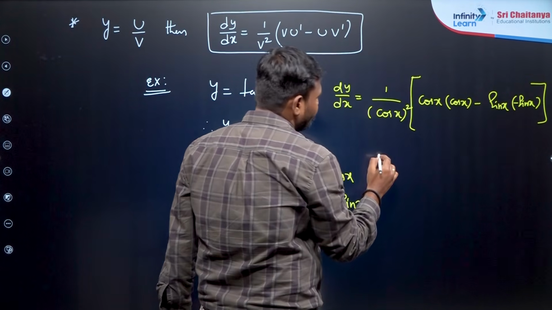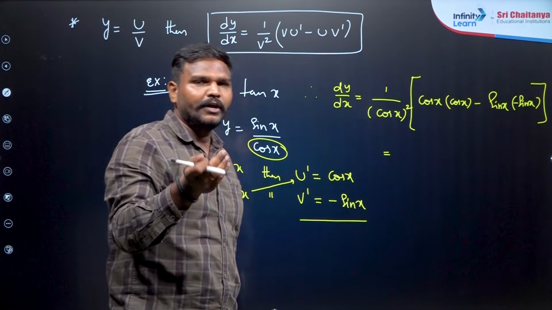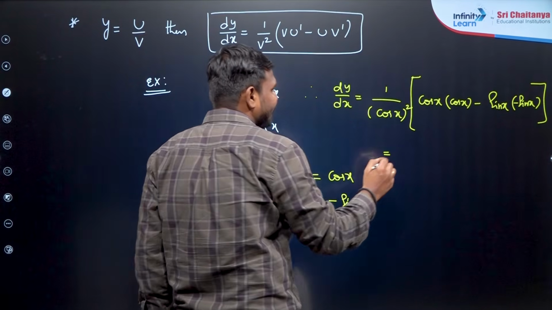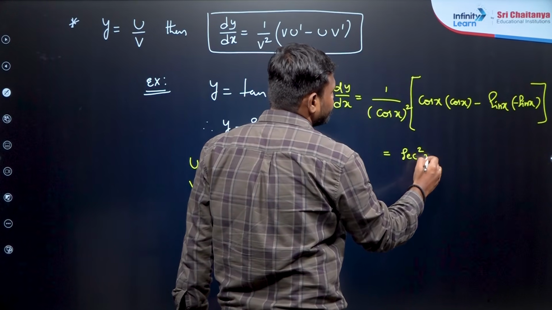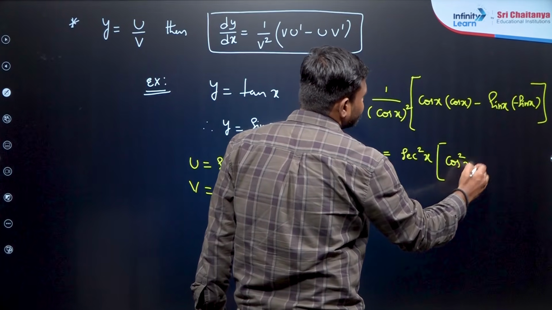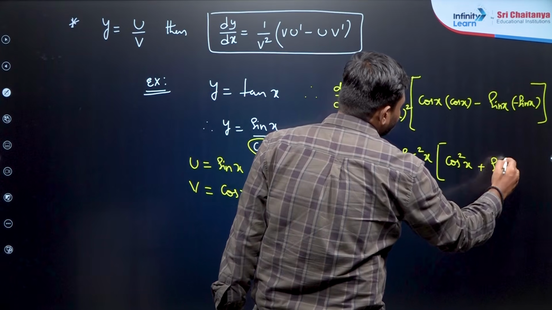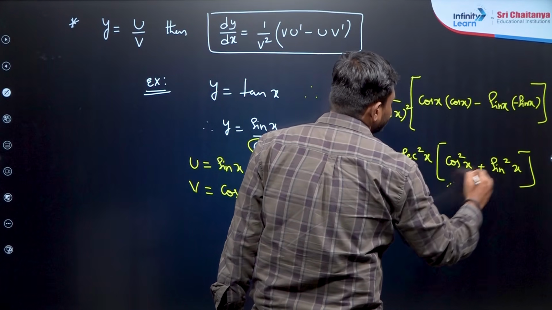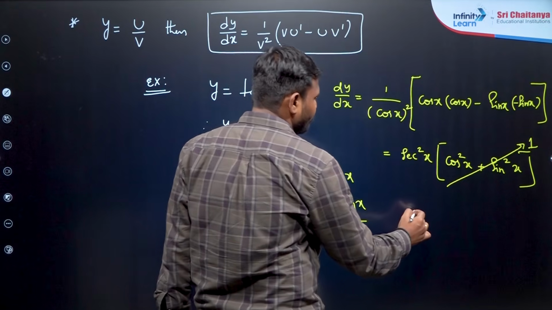So if you observe carefully, 1 by cos can be written, as per trigonometry, as secant, the inverse of cos. So secant square x into cos square x, minus into minus, plus sin into sin square x. And from Pythagoras theorem we know sin square x plus cos square x is nothing but 1.